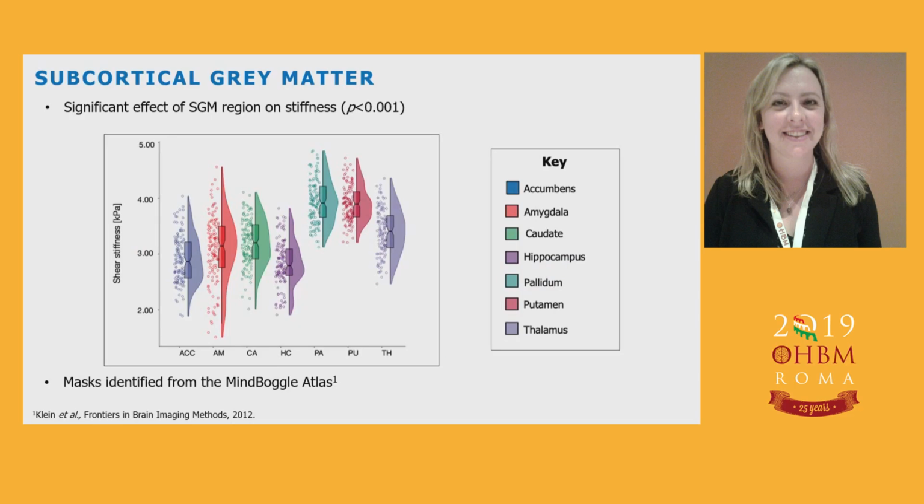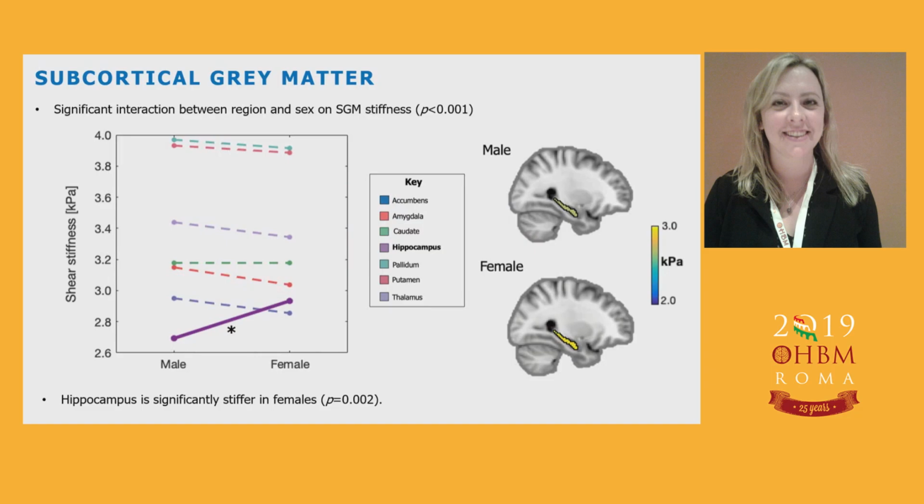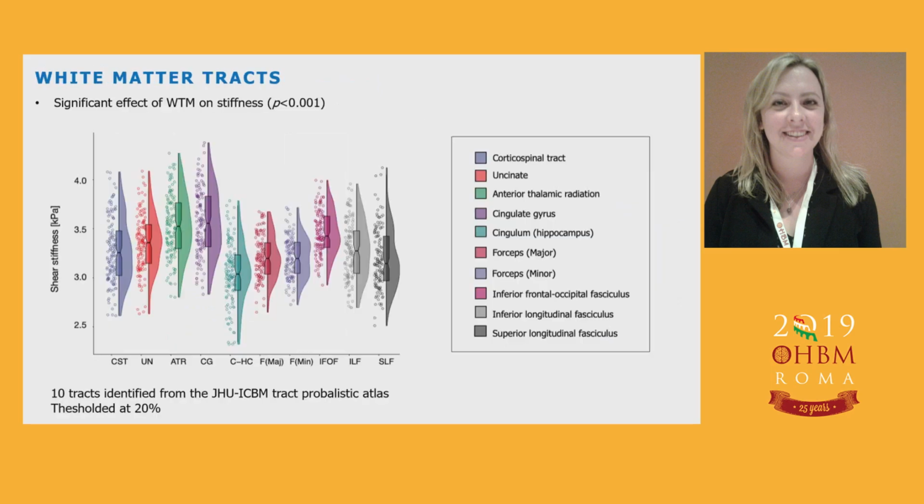Moving on, we looked at the subcortical grey matter. We found that the pallidum and the putamen were a lot stiffer than the other parts of the deep grey matter. The hippocampus was the softest. More importantly, they are each distinct from each other. But we did observe an interaction whereby the female brain actually had a lot stiffer hippocampus compared to the male brain. What this means, we're not sure just yet. Well, no, I won't go into it.